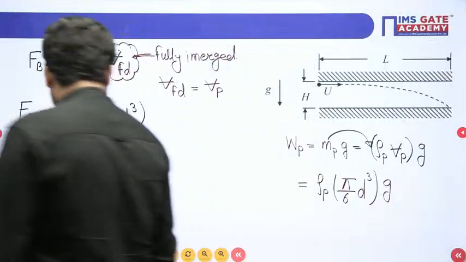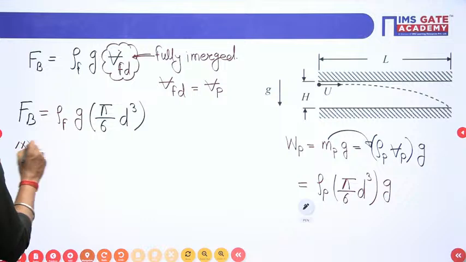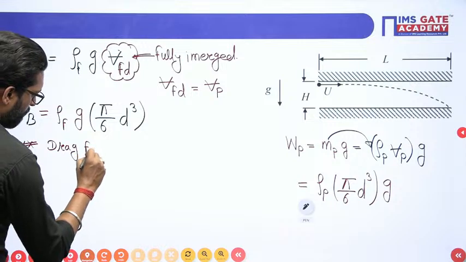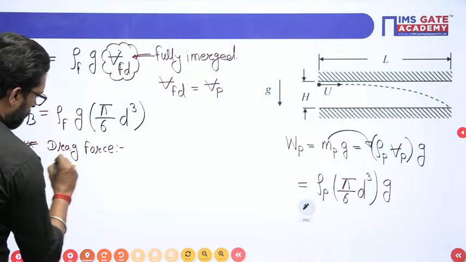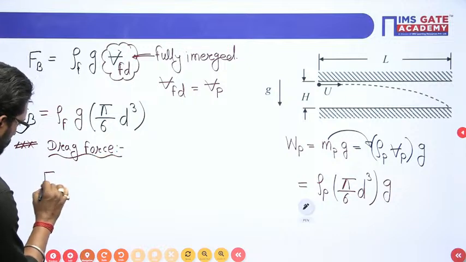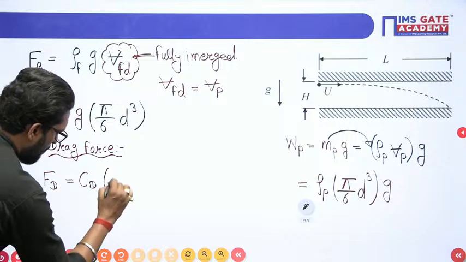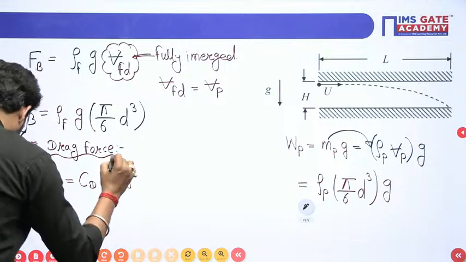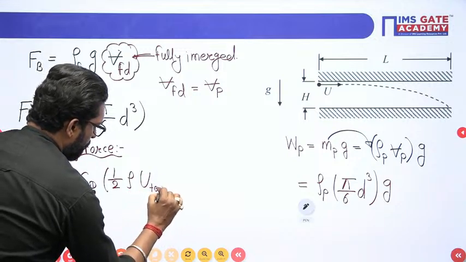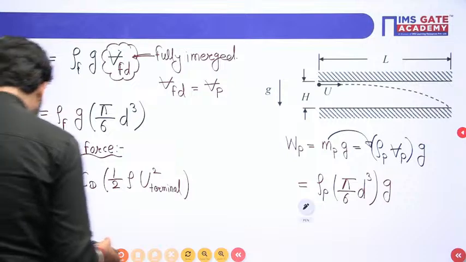Now, what is your drag force? That is very important. Drag force, Fd, is equal to the drag coefficient times half rho, and this is in the vertical direction, times u terminal square, into area. Area is what, beta?